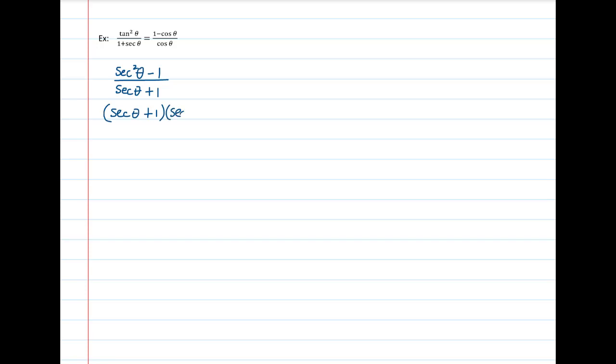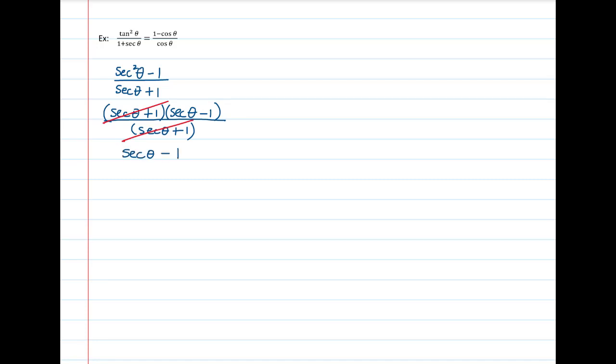And if you remember your factoring, the numerator has a difference of squares. I can split it into those two factors. And I do that so that I can simplify the denominator there. That's how those two cancel out. And I end up with just secant of theta minus 1.